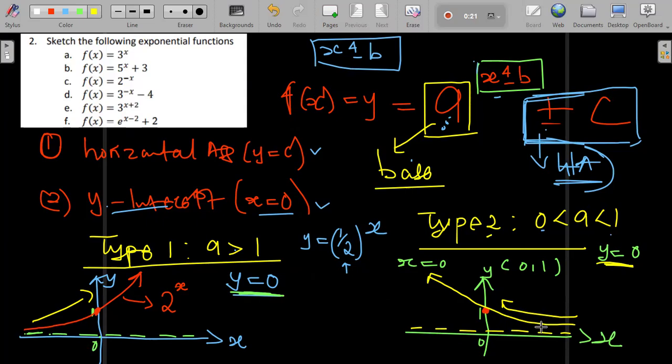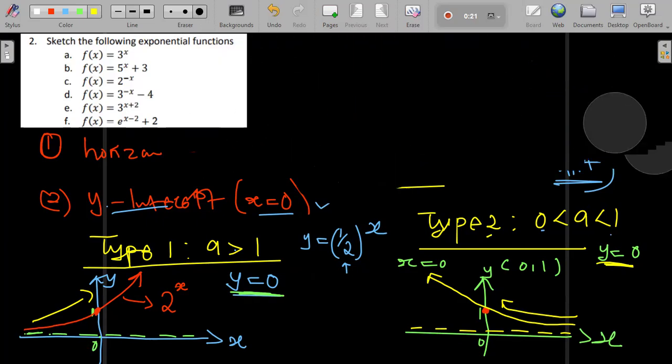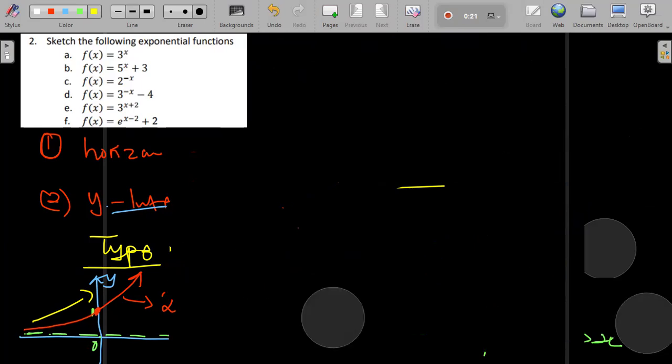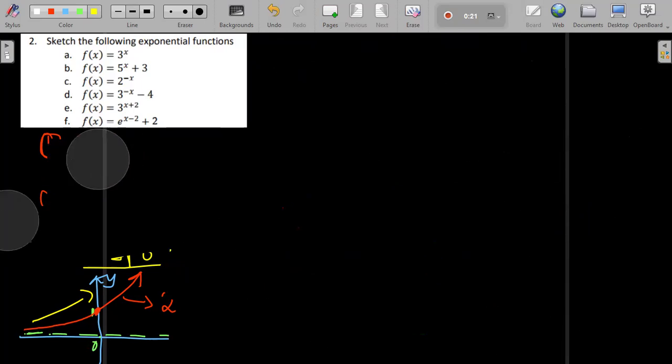So first of all, we have to find the horizontal asymptote, and then we find the y-intercept, and then we can sketch our graph. And then depending on the value of a, we can say that this one is a type 1 graph, or this one is a type 2. So now, let's solve some questions that we can see here.